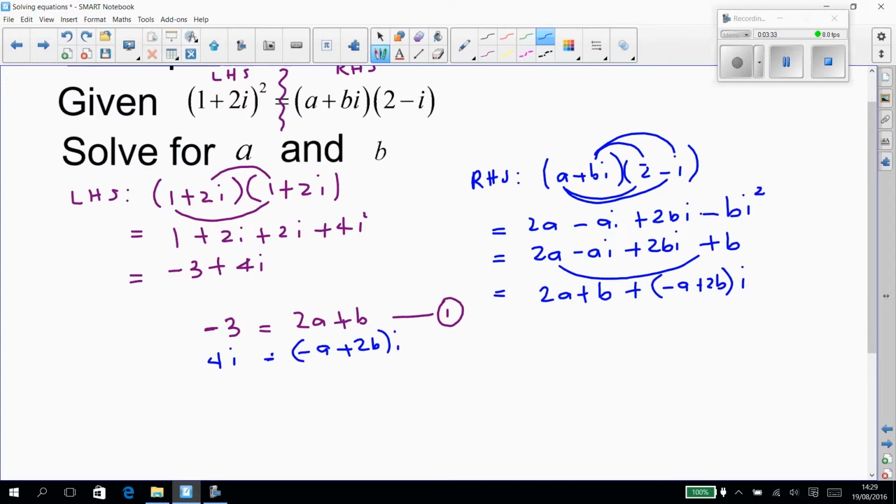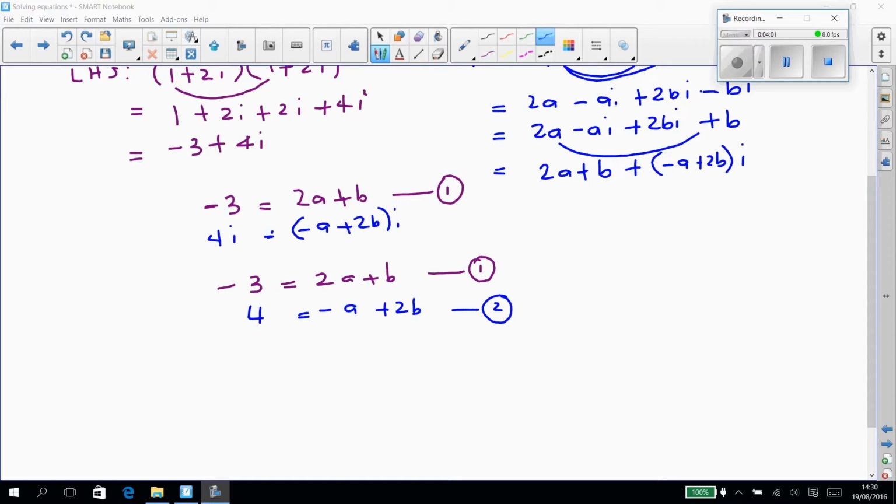But I'm going to rewrite my second equation without the symbol i. So my first equation again is negative 3 equals 2a plus b. That's the first equation, equation 1. I rewrite my second equation as 4 equals negative a plus 2b. And I'm going to solve these two equations simultaneously.